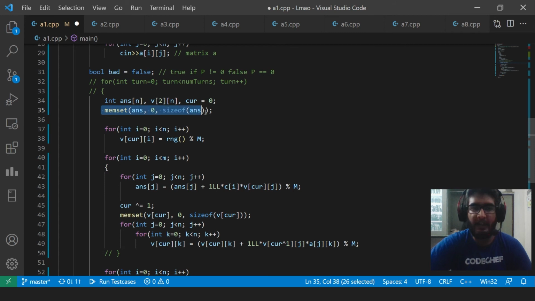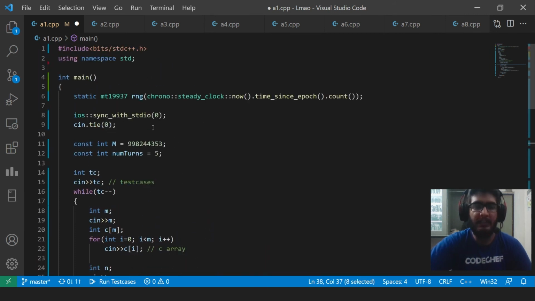First of all, I have declared all of the answer values as 0 initially, and then I have declared v current i as RNG modulo n. This RNG is a very, very good random number generator, and this is the code that you can use to get this random number generator in your template as well.